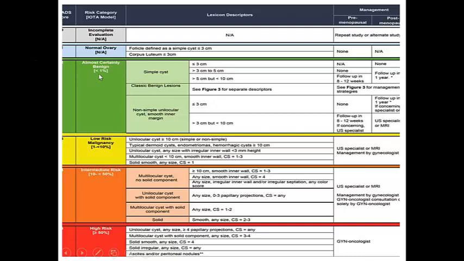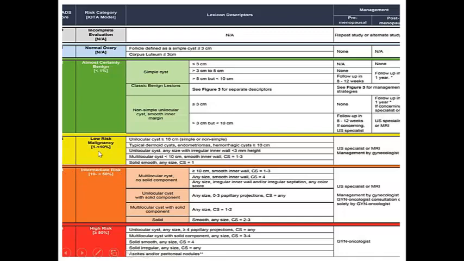O-RADS 1, it is almost certainly benign with malignancy less than 1%, like the simple cyst, the classic benign lesions like endometriomas, classically benign lesions with normal ultrasound related to benignity. Non-simple unilocular cyst with a smooth inner margin. This is also in the O-RADS 1. We have also the O-RADS 2, 3, 4, and 5.